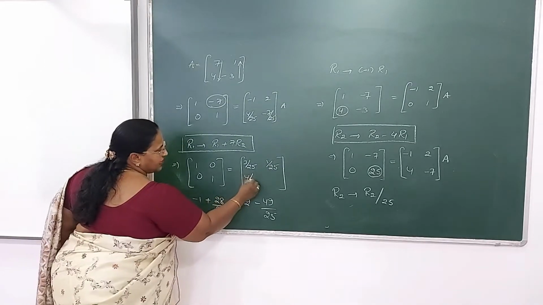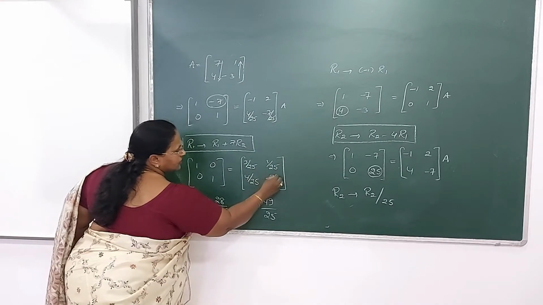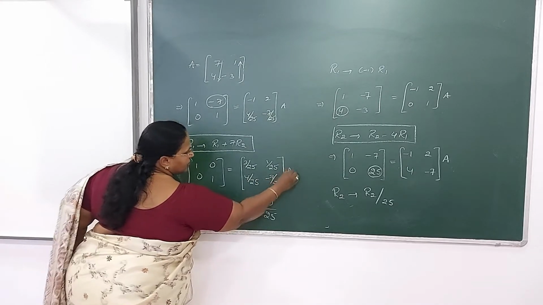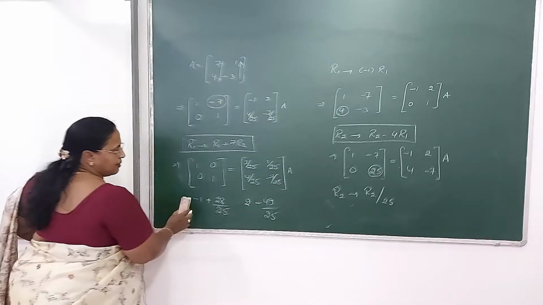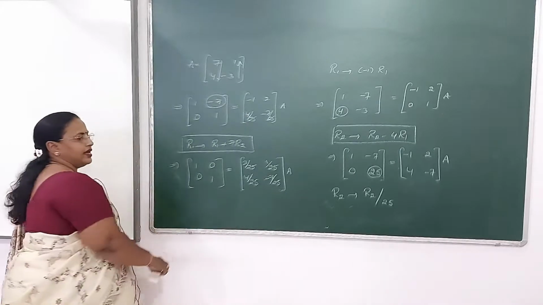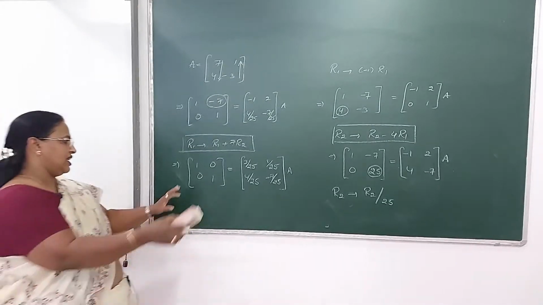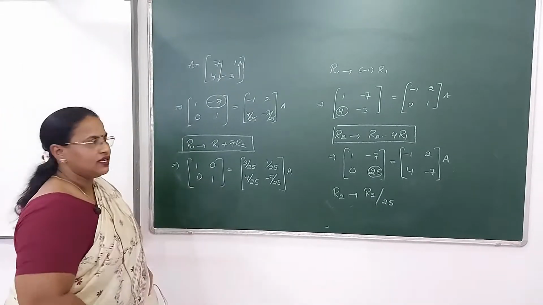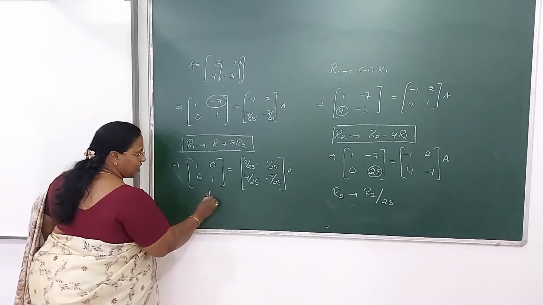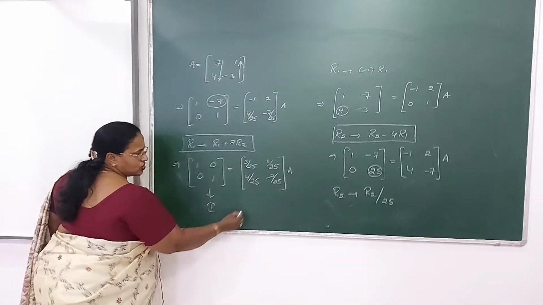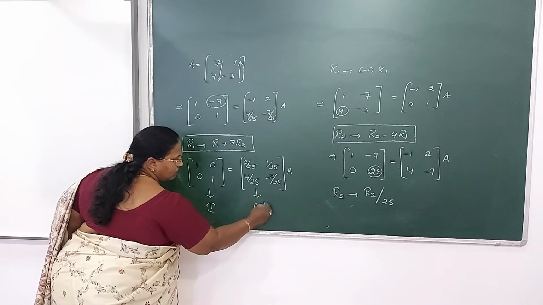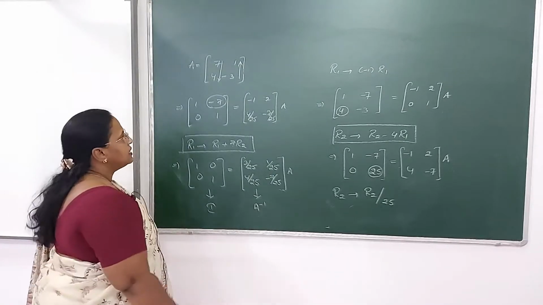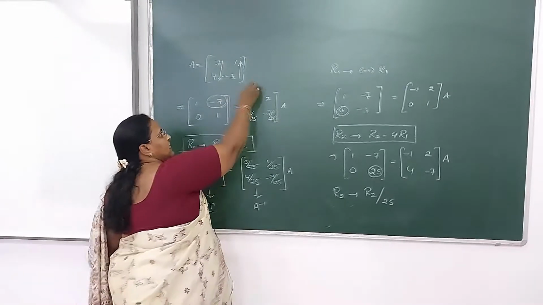The second row will remain as it is, so it's this much. So calculation done. See, don't make the matrix dirty by calculating there. You can do it in the rough and then place the final value here. Now almost reached the last part. This is I, so automatically this is A inverse. Now what to do? Separate A inverse and write down the answer.